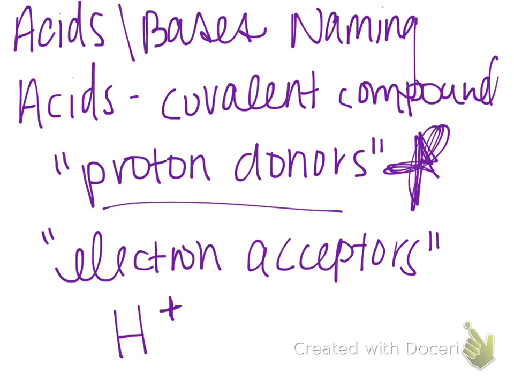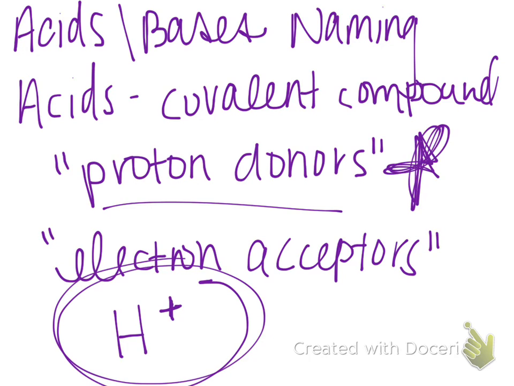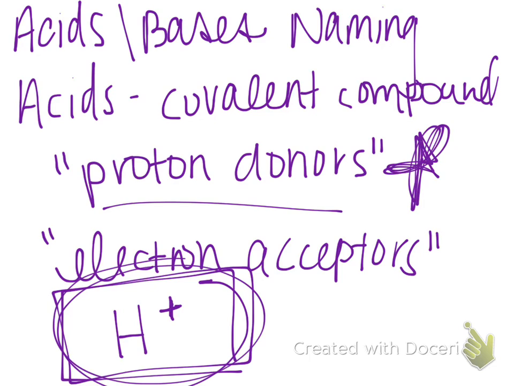Okay, does that kind of make sense? Proton's atomic mass is 1. If hydrogen's atomic mass is 1 and its atomic number is 1, it means it has no neutrons. So when we talk about a hydrogen ion, that's essentially just a proton. All it is is a single proton. So when we talk about proton donors, we talk about acids having hydrogen ions attached to them. So acids are specific covalent compounds that have hydrogens on them.